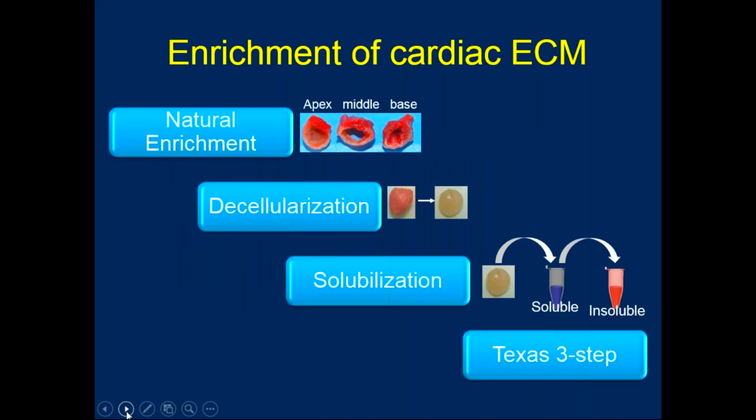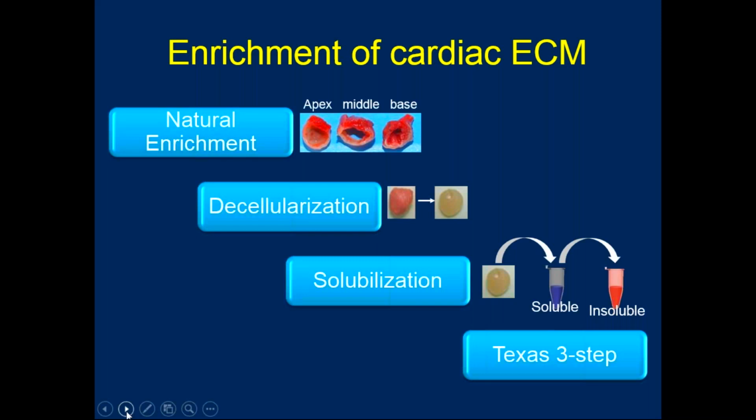We first tried to use natural enrichment by focusing only on the infarct region at the later time points post-MI. We then started testing different decellularization buffers and found that using 1% SDS was the best. We then separated the tissue into a soluble and an insoluble fraction after decellularization to help with enriching for ECM. All of this then culminated into what we call our Texas 3-step protocol, which uses a non-denaturing buffer to remove the soluble fraction, followed by decellularization to remove the cellular fraction, and then the insoluble proteins underwent acid extraction, deglycosylation, and solubilization before we ran it through the mass spec.